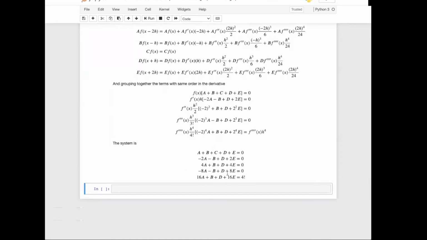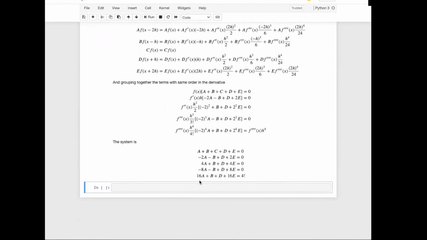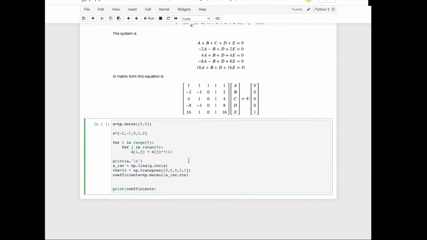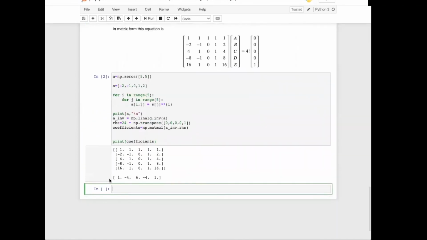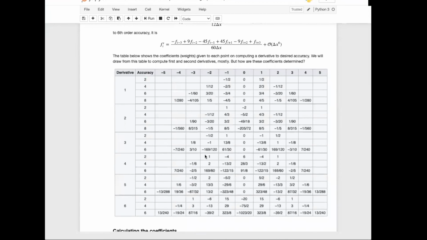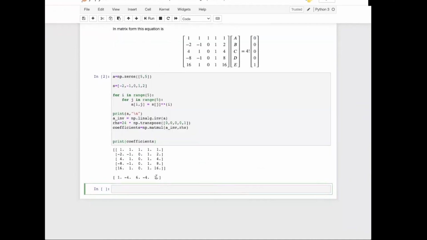So this is the system that we have in the end. We cast this in matrix form and invert the matrix. There we have the coefficients, 1, minus 4, 6, minus 4, and 1. And here are the numbers. The fourth order derivative to second order accuracy, that's the 5-point stencil. You have coefficients 1, minus 4, 6, minus 4, and 1. Precisely what we found here.